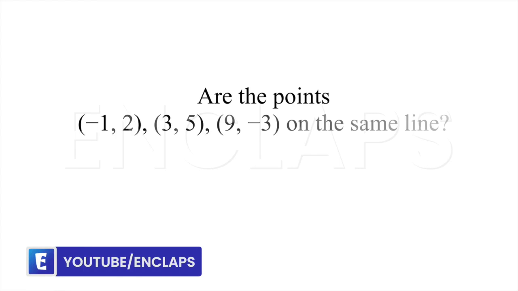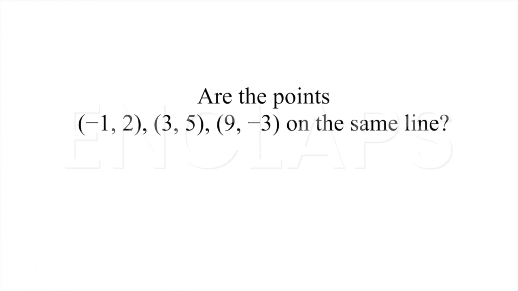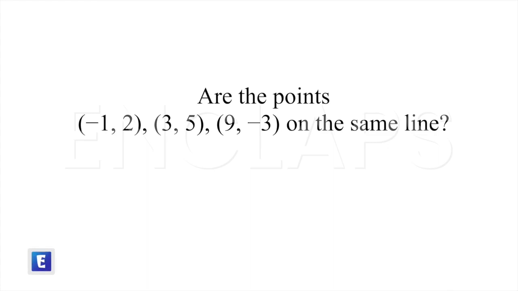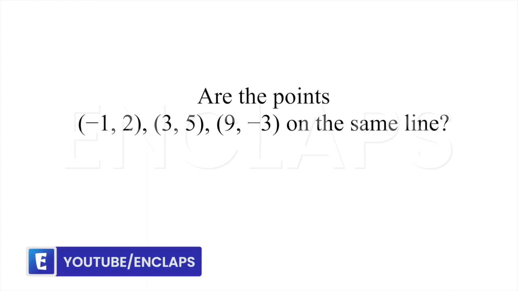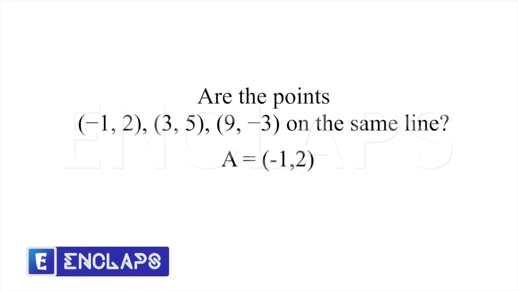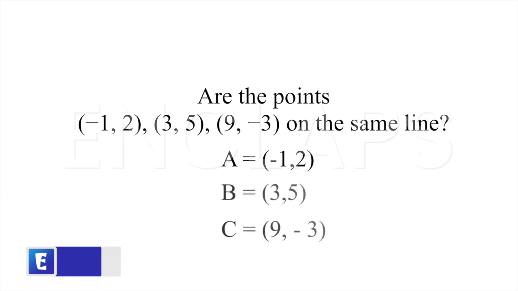Now, look at this problem. Are the points (-1, 2), (3, 5) and (9, -3) on the same line? If 3 points are on the same line, then among the distances between various pairs of them, the largest must be the sum of the other two.